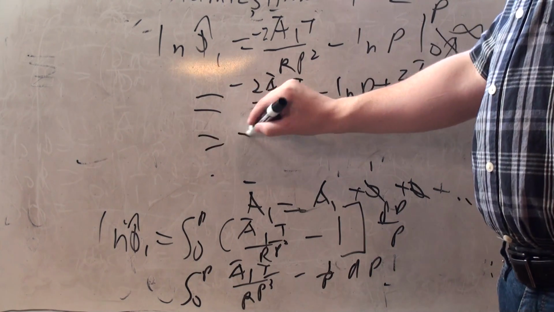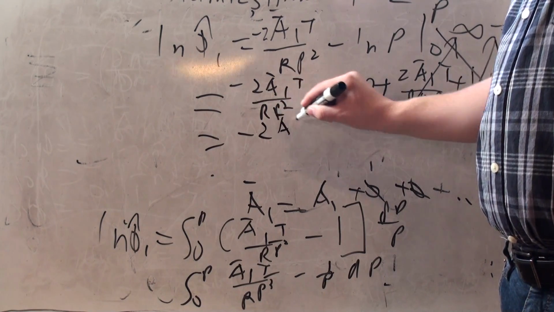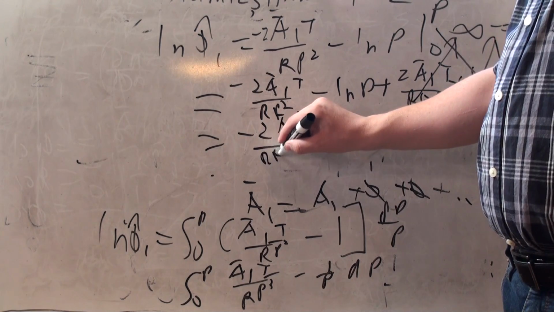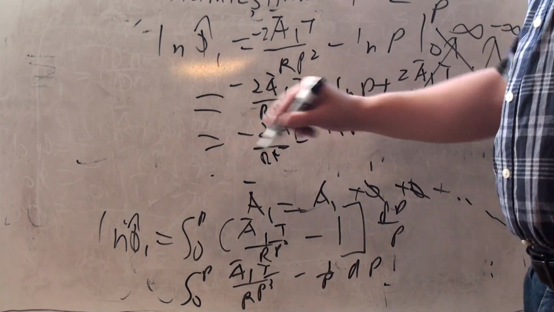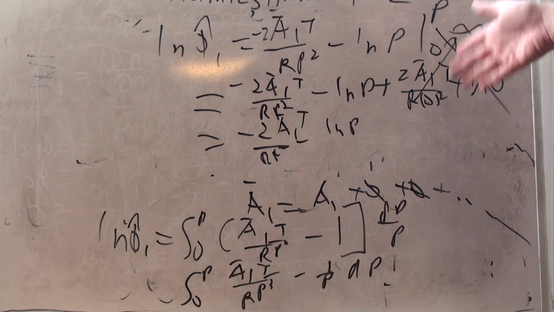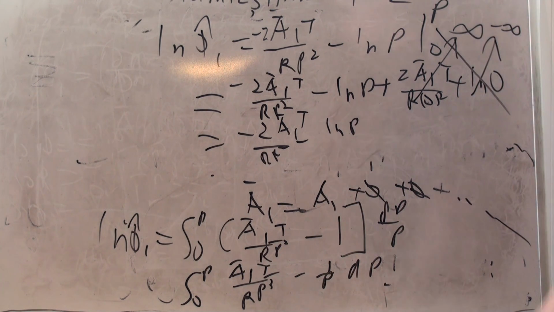In this case, in the end, you do get minus 2 partial molar A1 T over R P squared minus natural log of P. And there's your natural log of phi. But plug it in, because I've had situations where this was really like infinity plus infinity, and so it was just infinity at the end.